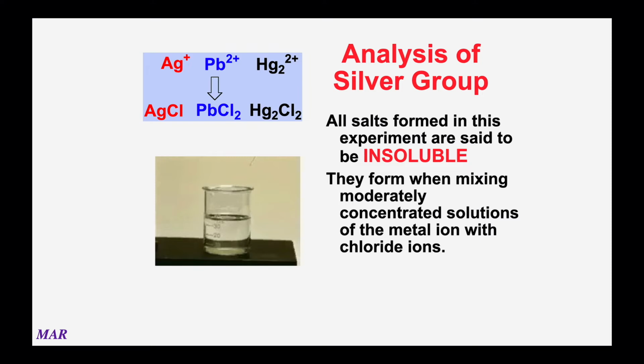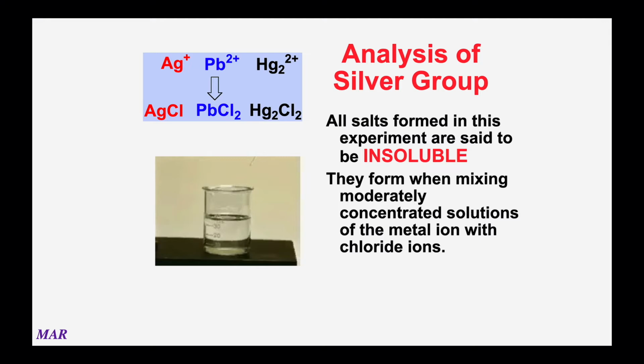The Hg2 2+ ion is a diatomic cation. It's two cations that are connected together with an overall +2 charge. There's a lot of interesting science behind the Hg2 ion. We're not going to talk too much about it here, but just realize it is one of the different things.